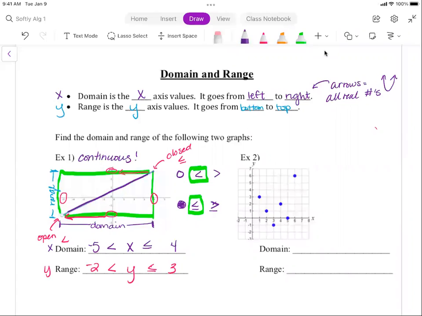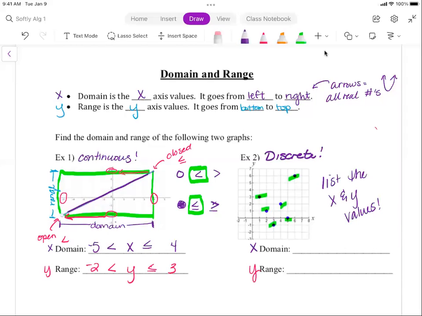Now we're going to look at example 2. Example 2 is going to be a discrete one. This is discrete because I have all of these random points all over the place. So let's pay attention to this. I've got my domain. I've got my range. Since this one is discrete, all I need to do is list the x and y values.